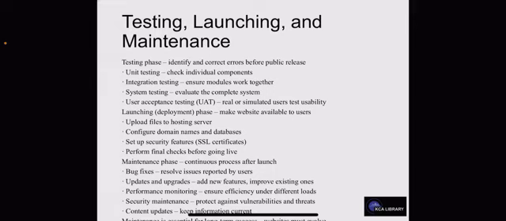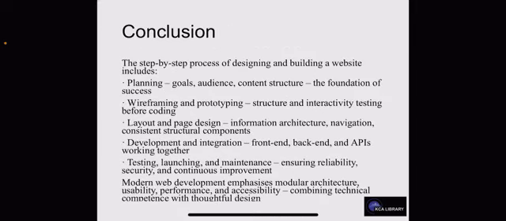The maintenance phase, which is the third phase, is a continuous process after launch. You've launched, now you maintain. You do bug fixes, that is, you resolve issues reported by users. Updates and upgrades: you add new features and improve existing ones. Performance monitoring: you ensure efficiency under different loads. Security maintenance: you protect against vulnerabilities and threats. Content updates: keep information correct.